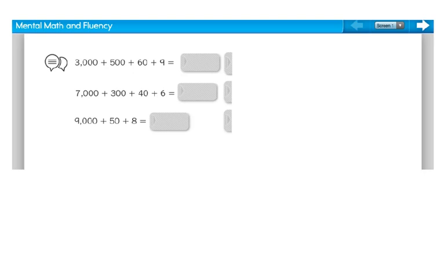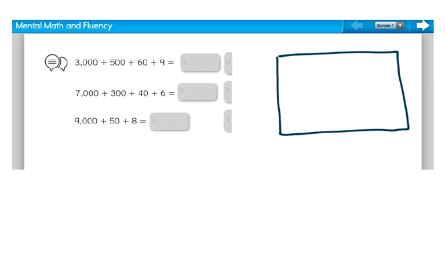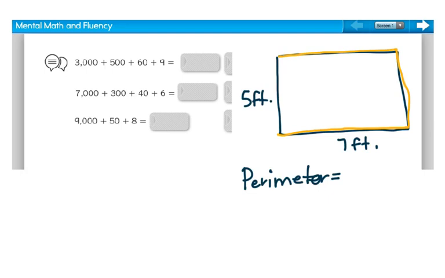The next one, I would like you to go ahead and draw a rectangle. And I am going to say that this is 7 feet and this is 5 feet. I would like you to tell me the perimeter of this rectangle. Just a reminder that perimeter would refer to the distance around an object. Remember, there are 4 sides to it. So go ahead and tell me what the perimeter of this rectangle would be. Go ahead and pause the video.